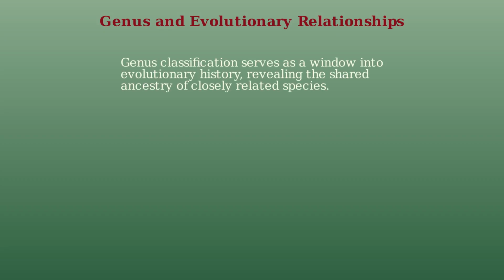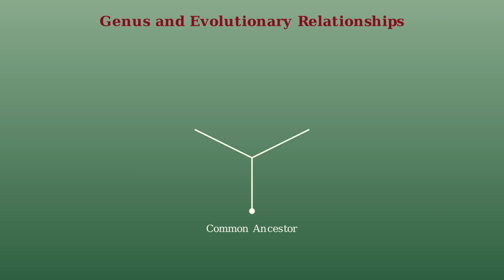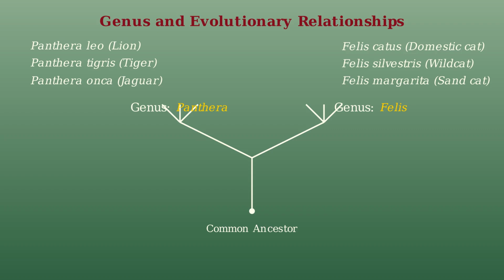Genus and evolutionary relationships. Genus classification serves as a window into evolutionary history, revealing the shared ancestry of closely related species. Evolutionary trees depict the relationships between species. Organisms placed within the same genus share a recent common ancestor. For example, the genus Panthera includes lions, tigers, and jaguars, while the genus Felis includes domestic cats, wild cats, and sand cats.